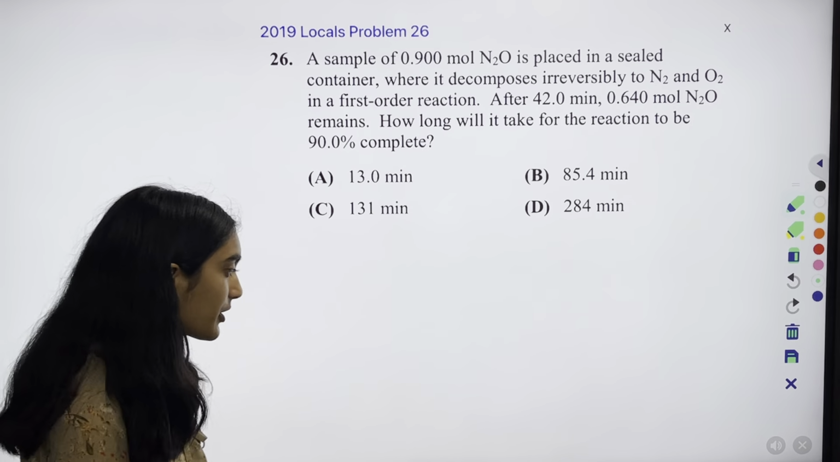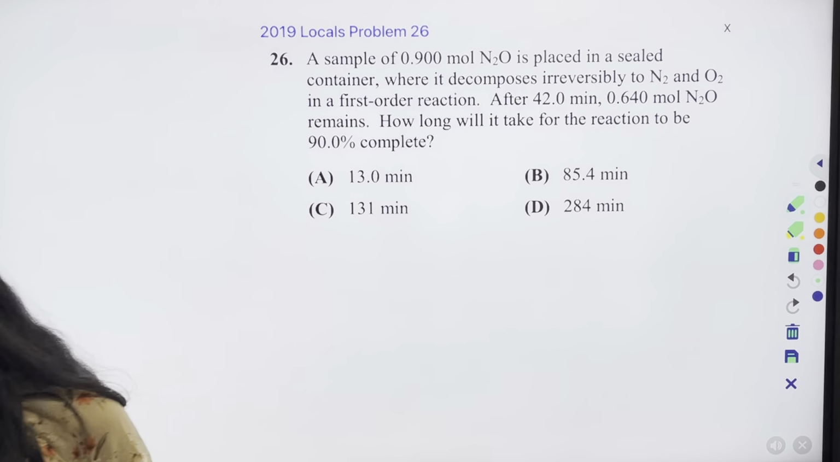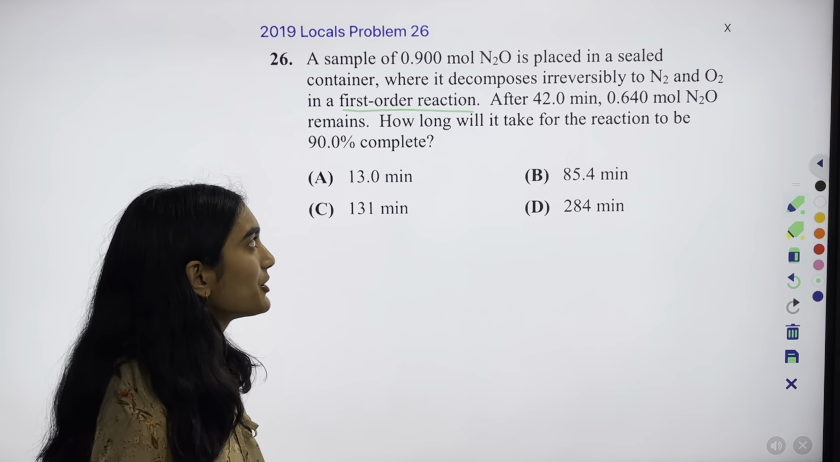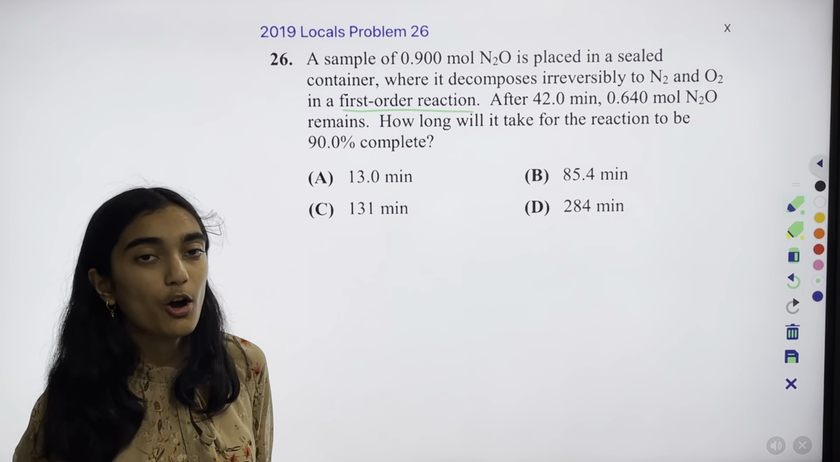This is another kinetics problem, and we have a sample of 0.9 moles of N2O, where it's decomposing irreversibly into N2 and O2 gas in a first order reaction. And after 42 minutes, we have 0.64 moles of N2O left, right after it's beginning to decompose. So how long will it take for the reaction to be 90% complete? Okay, so we're looking for a time.